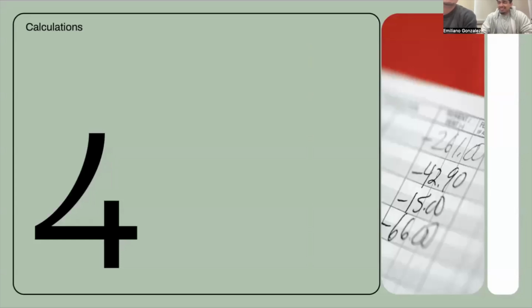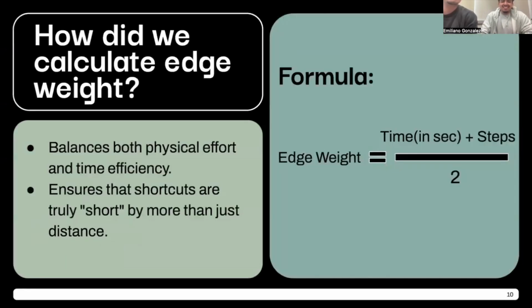So, our calculations. This is how we calculated our edge weight. We balanced both the physical effort and the time efficiency it took to reach one building from another. This ensured that our shortcuts were truly short by more than just distance. This is the formula we used: our edge weight is equal to our time in seconds plus our steps, all over two.